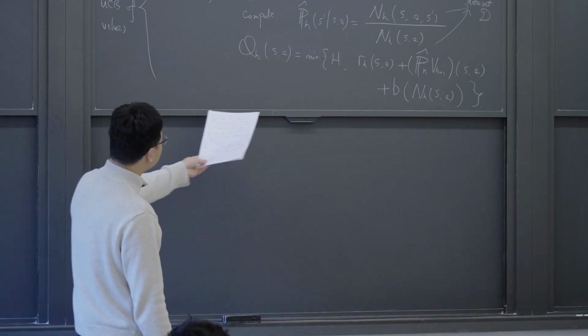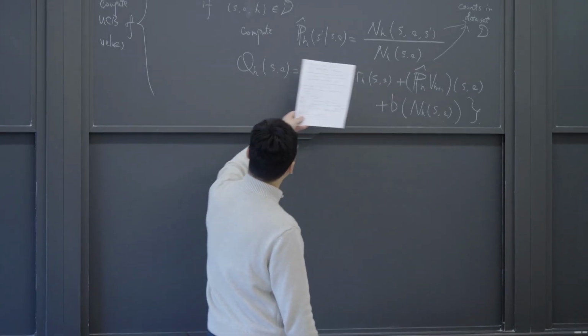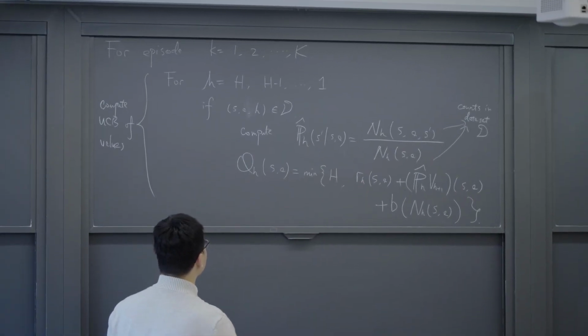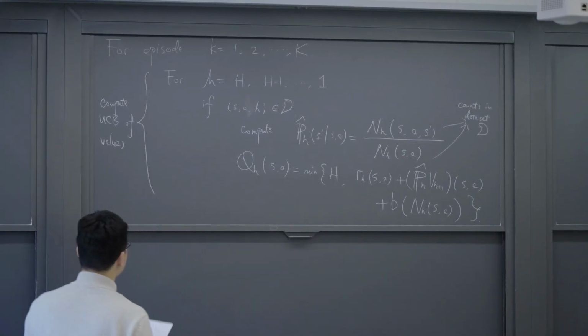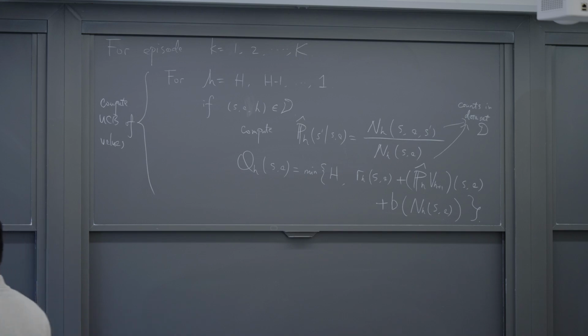And in the case where we haven't observed (s,a,h) in the data set, we won't do this step, and the Q value will just remain as the initialized Q value, which is capital H. So the Q value is still well defined. It's just not according to this update, but it's just H.